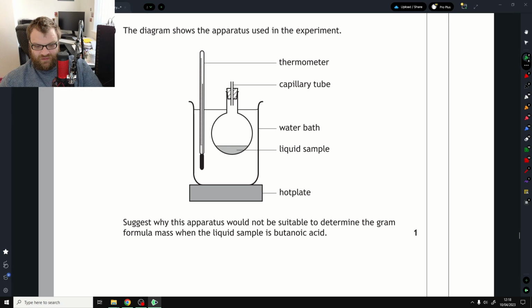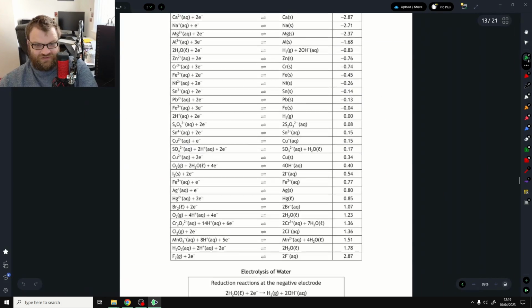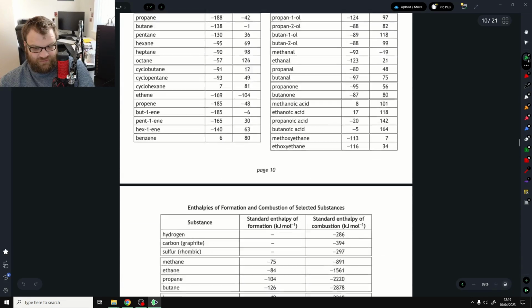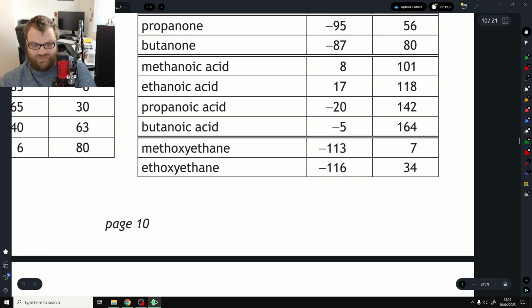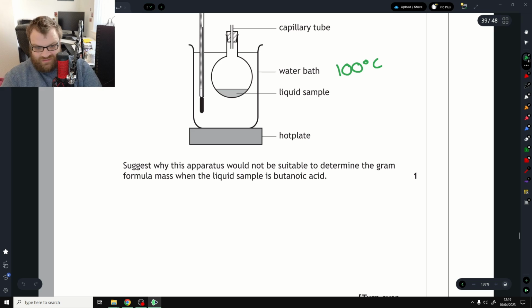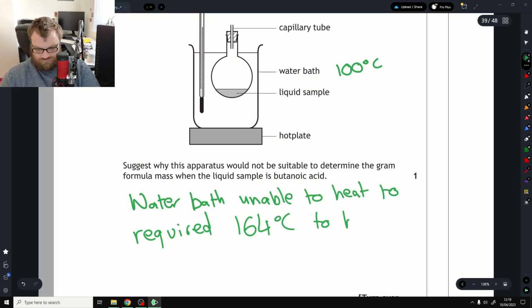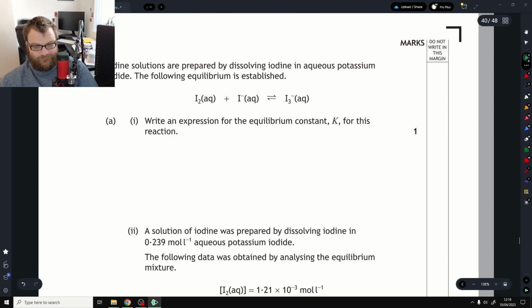Next one. Asked here to suggest why this would not be suitable to determine the gram formula mass when the liquid sample is butanoic acid. Going to be something to do with the temperature. The thing I'm thinking is a water bath gets up to 100 degrees. That's the hottest a water bath can go. And if we check out the melting points and boiling points of butanoic acid, it needs to get raised to 164 degrees. This would mean that it's unable to get hot enough. So a water bath is unable to heat butanoic acid up to the required 164 degrees.